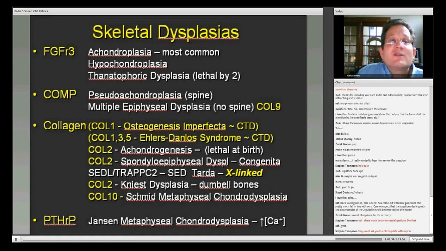That question really falls into the category of what genes go wrong to create skeletal dysplasia. This is a real busy slide, but I do want to say that the most common skeletal dysplasia, the most common cause of a little person, is achondroplasia, which is a fibroblast growth factor gene problem. COMP, cartilage oligomeric matrix protein, causes pseudoachondroplasia, which involves the spine, but there's also a version of multiple epiphyseal dysplasia, which doesn't involve the spine at all. There's a host of diseases that collagen disorders can cause, and the most important one is osteogenesis imperfecta, which we've already talked about.